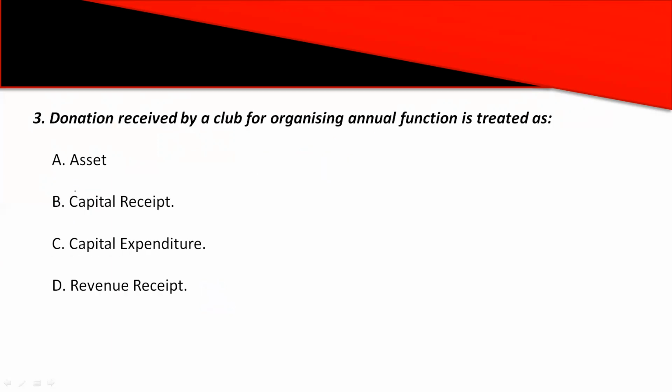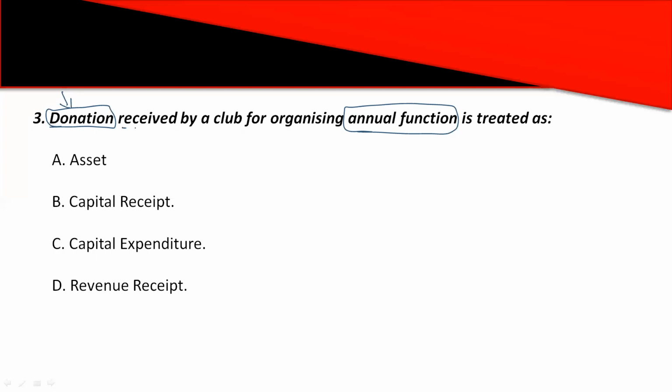Then third question is, donation received by a club for organizing annual function is treated as. See, for an NPO, usually donations are common, so they are regularly occurring. Many people will be giving donations, doing charities for an NPO. So if it is given only donation, then it is revenue in nature, which means regularly occurring. But in this question, they are telling donation is received for annual function. So annual function, we know it happens once in a year. It is not regularly occurring.